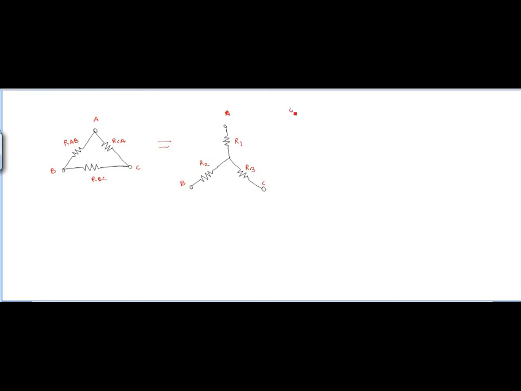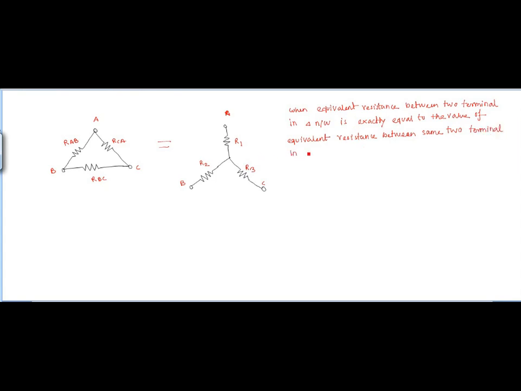The condition is when the equivalent resistance between two terminals in delta network is exactly equal to the value of the equivalent resistance between the same two terminals in star network.